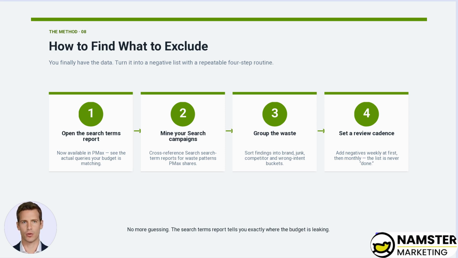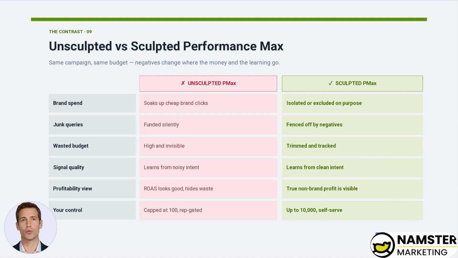No more guessing is required. The search terms report tells you exactly where the budget is leaking. Your job is simply to listen to that data and act on it consistently to maintain a clean and efficient campaign. Let's look at the contrast between an unsculpted and a sculpted Performance Max campaign.